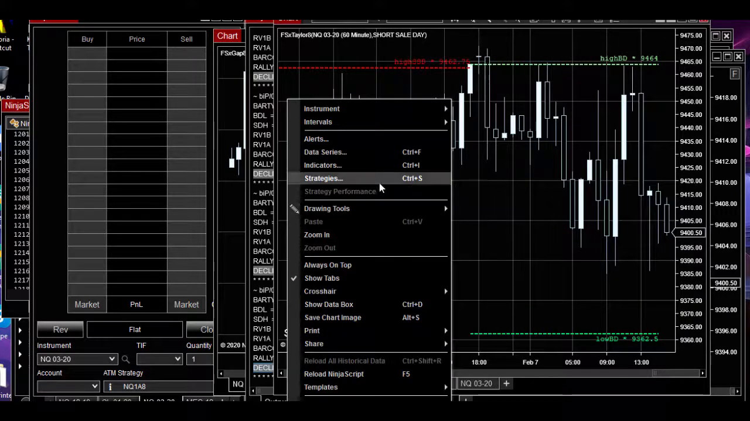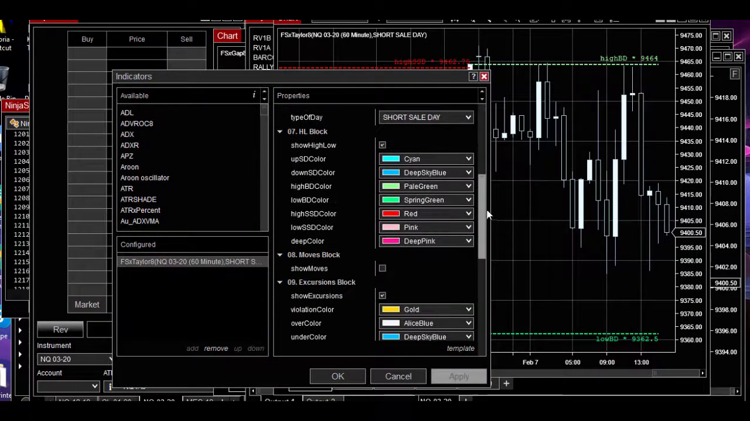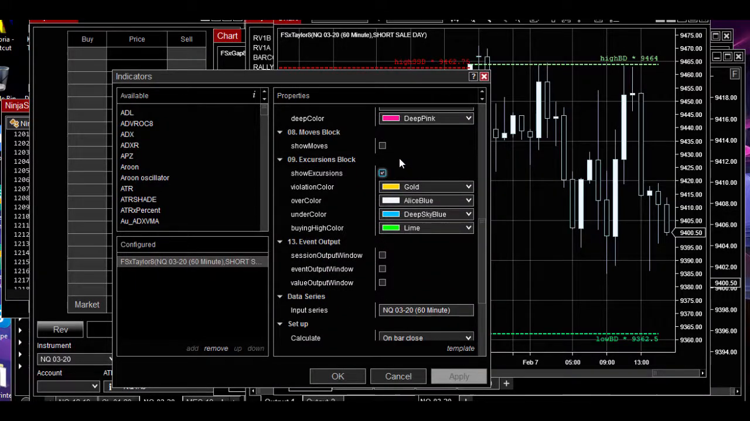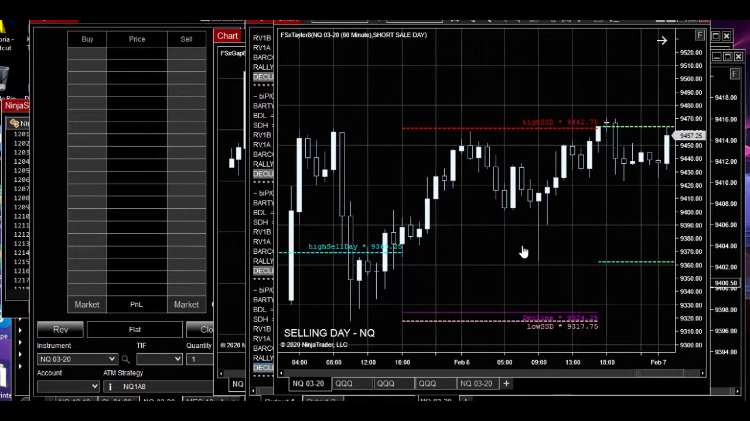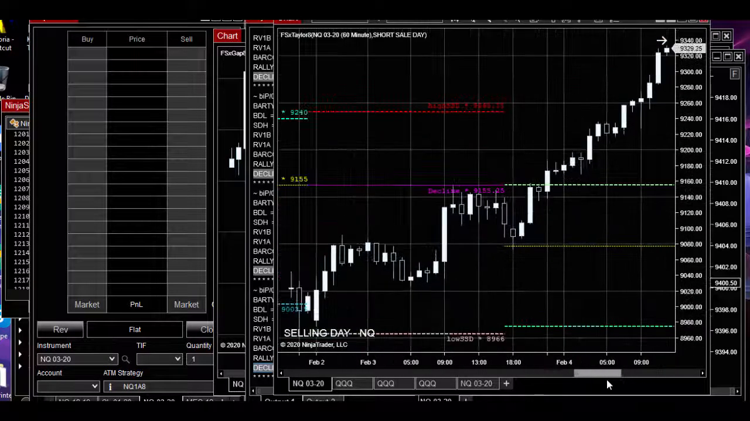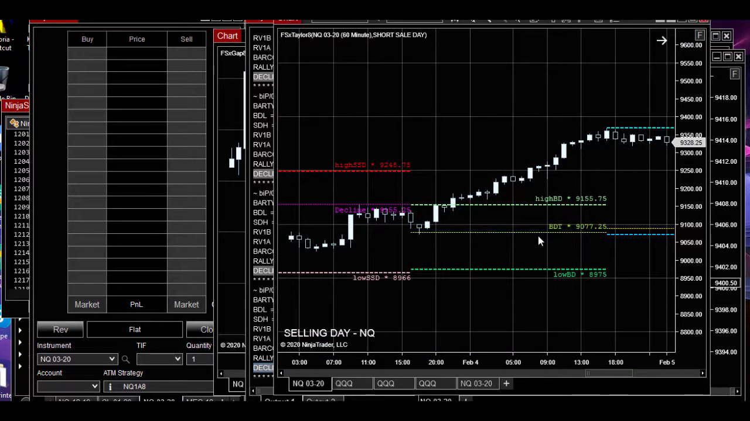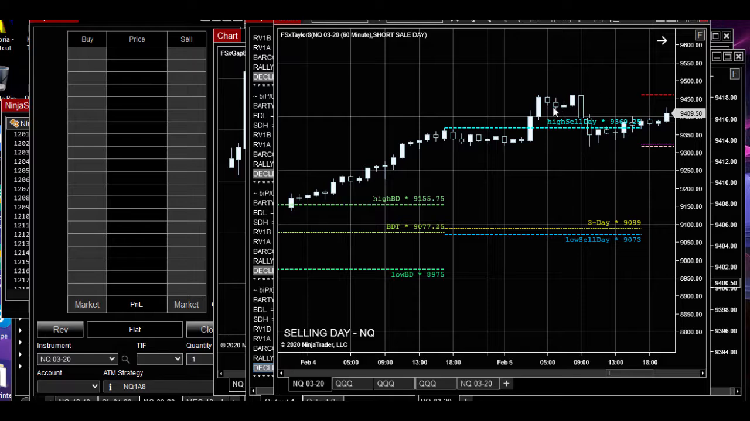Back to the beginning of the chart. Let's disable the show excursions and let's show the moves. Show moves will show you the rally, the move, and the decline. The decline level is the average decline from the high of the short sale day to the low on the buying day. The BDT is the buying day target, which is the average 2-day rally from the low of the buying day to the high on the sell day, the next day.